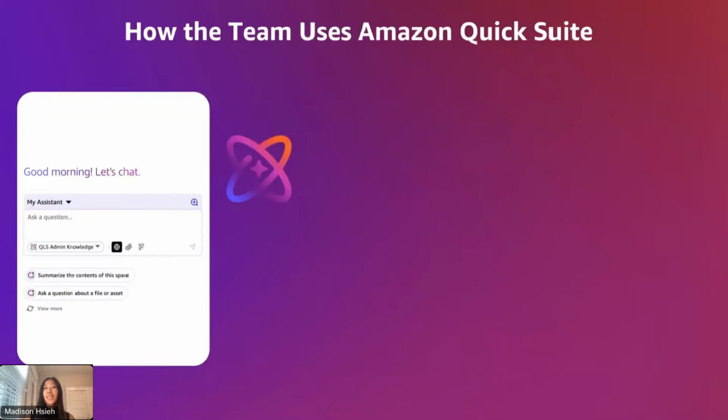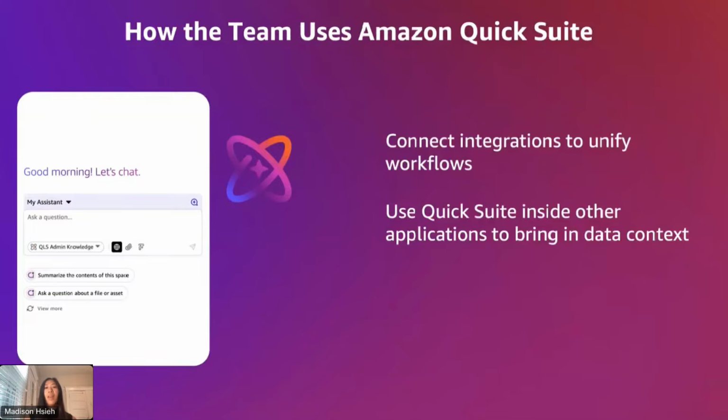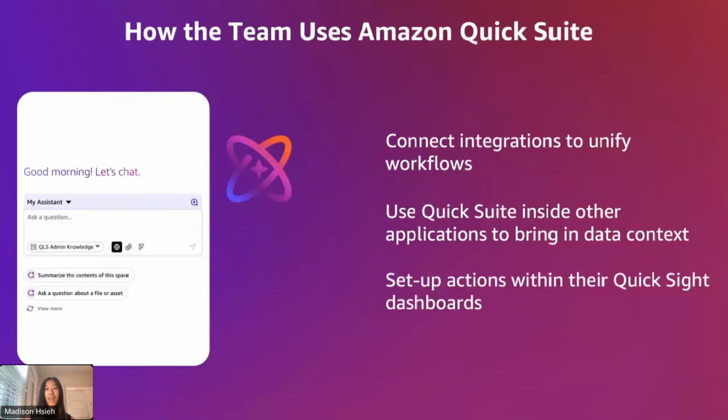Okay, and so this is how the team uses Amazon Quick Suite. They will connect integrations to unify their workflows, so we'll see how that's done. They'll use Amazon Quick Suite inside other applications to bring in their Quick Suite data context. So we'll see how we use that within a browser extension inside Microsoft Outlook. And they also set up actions within their Quick Suite dashboards to be able to take actions from third-party applications directly from the visuals that they see in their dashboards.